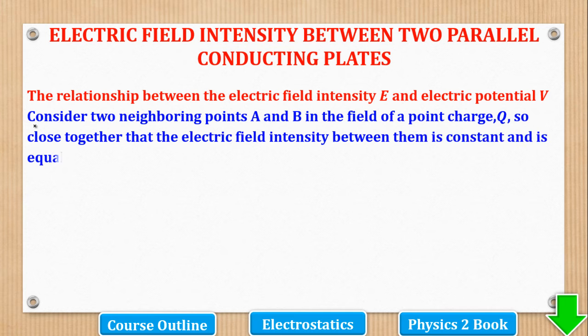So here we shall consider 2 neighboring points A and B in the field of a point charge Q, so close together, note this word, close together, that the electric field intensity between them is constant. This condition is very vital, and is equal to E as shown below. So we shall make an illustration.